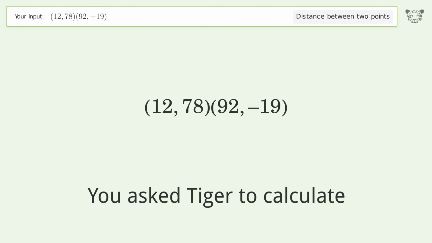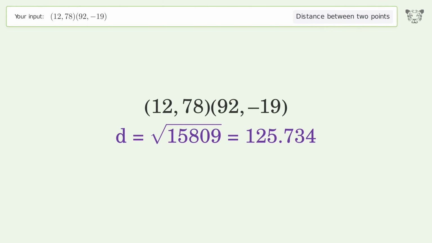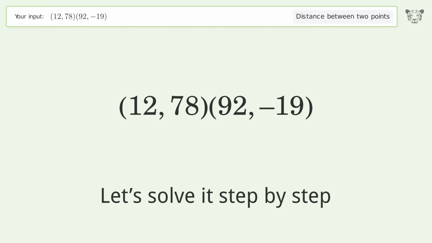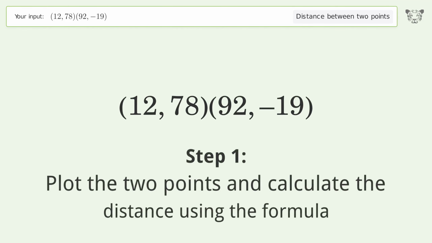You ask Tiger to calculate. This deals with the distance between 2 points. The distance between the 2 points is the square root of 15,809, or 125.734. Let's solve it step by step. Plot the 2 points and calculate the distance using the formula.